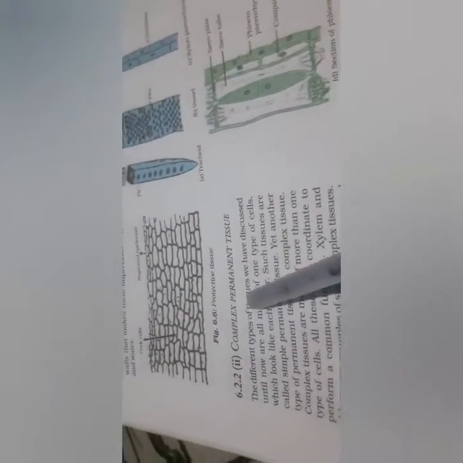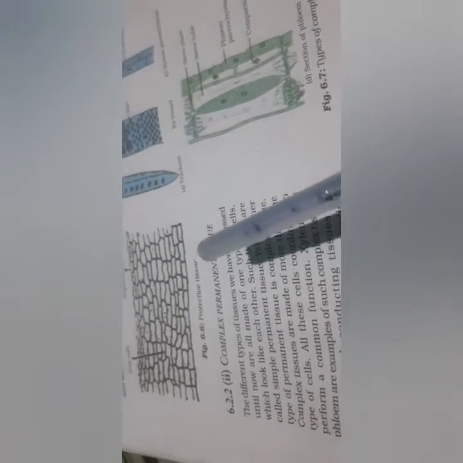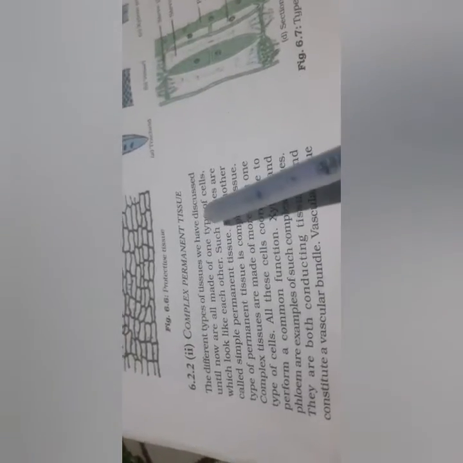Now come to complex permanent tissue. Up to this I have explained to you the simple permanent tissue. Now it is complex permanent tissue. Why is it called complex? Because these tissues are made up of not only a single type of cells, it is made up of many types of cells such as xylem and phloem.